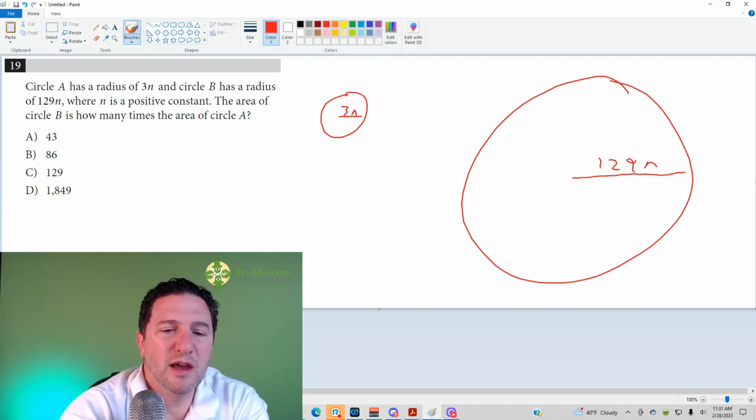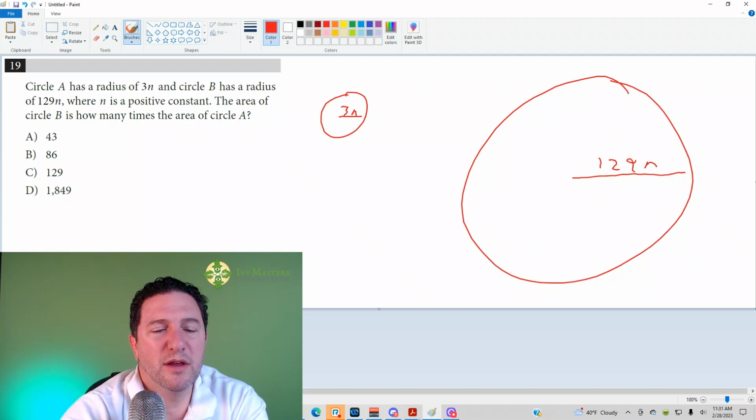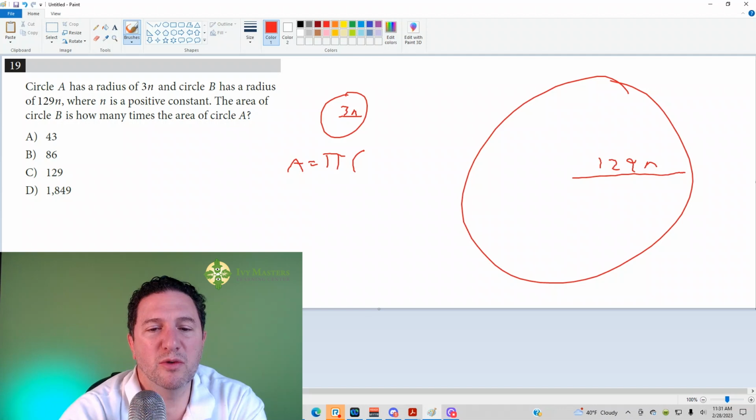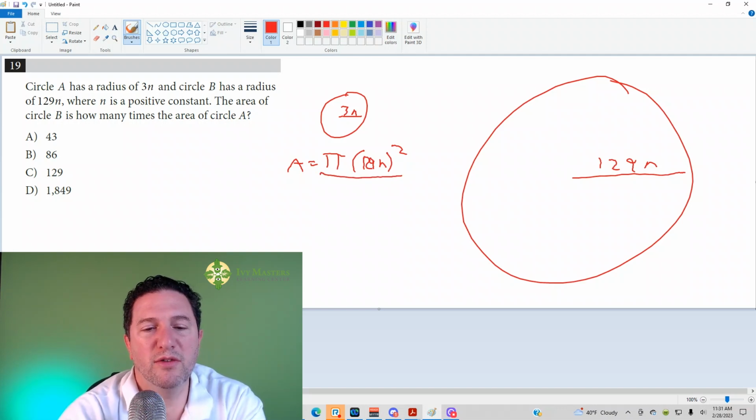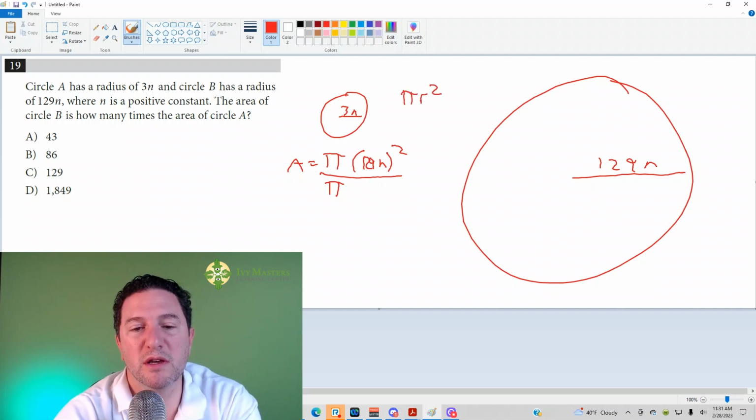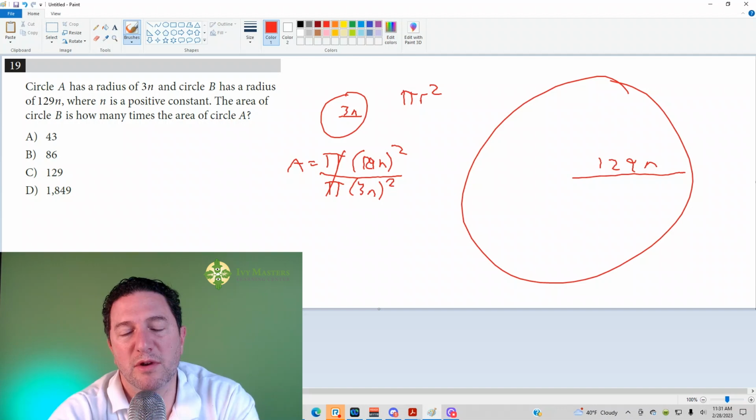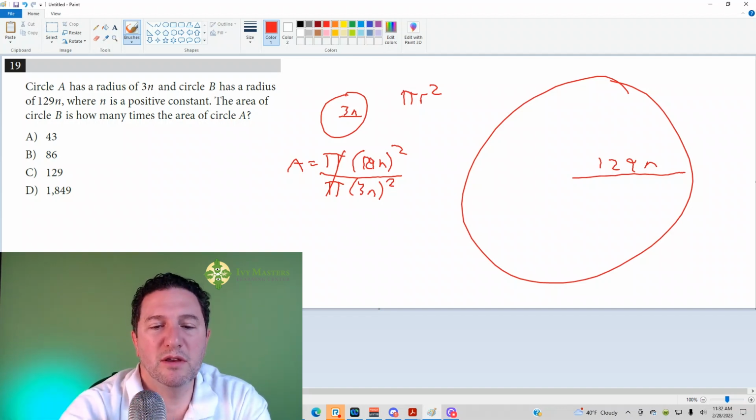Well, you've got to keep in mind a formula for area. The area of circle B, area equals pi times the radius, which is 129n squared, over the area of circle A. It's going to be pi r squared as well. Remember, pi r squared, your radius is 3n, so pi times 3n quantity squared. And so your pi's are going to cancel there. Your n squareds are going to cancel here as well. Now, you know offhand, I'm sure that the bottom is going to be 9n squared.